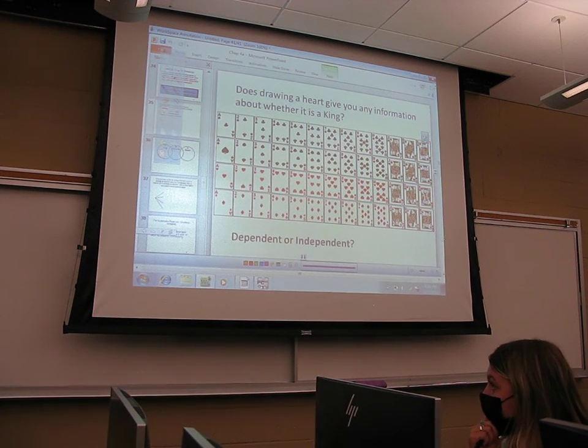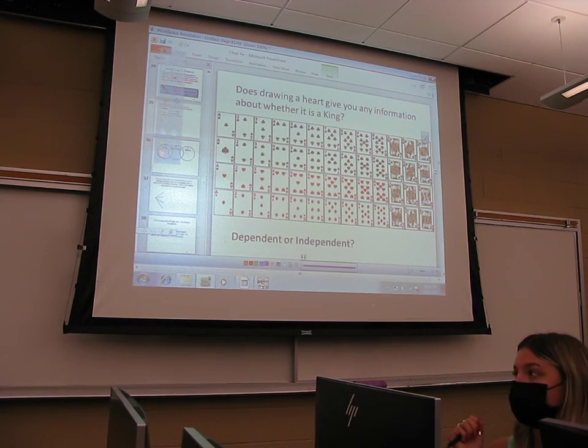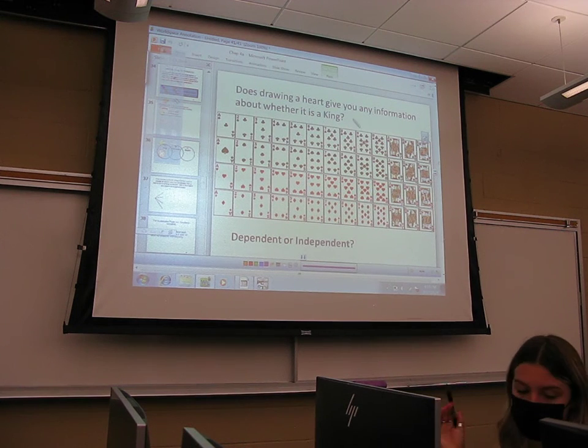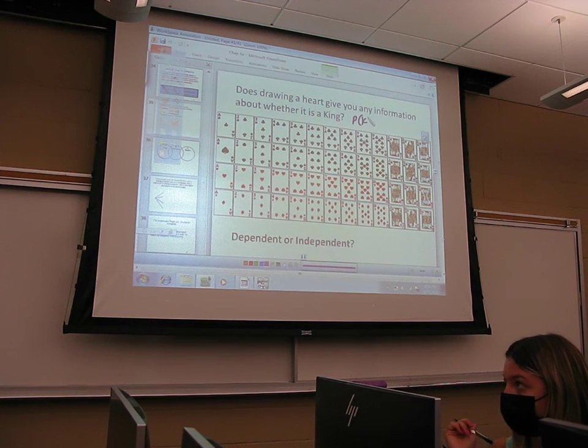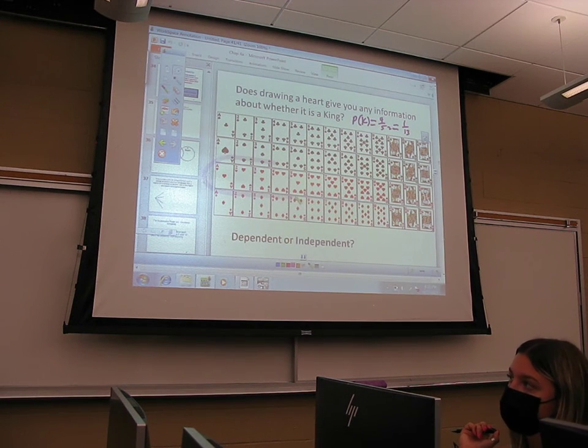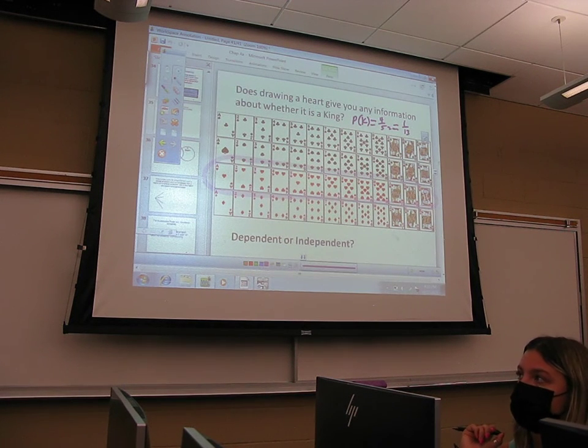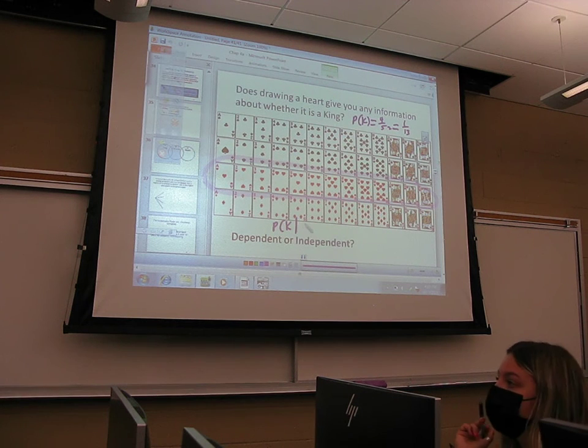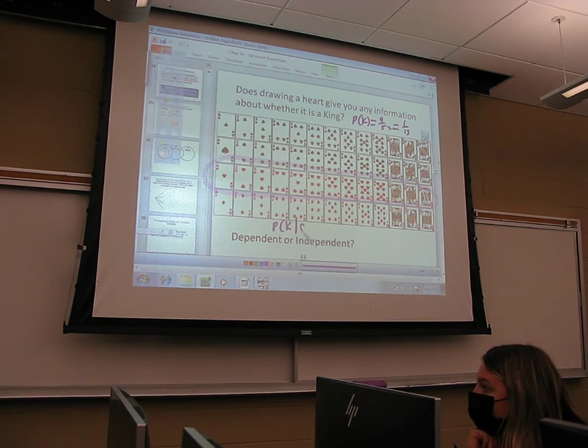So, what's the probability I draw a king normally? What's 4 out of 52? Yeah, probability of king is 4 out of 52, which simplifies to 1 out of 13. Now, if I know it's a heart, now what's the probability that I draw a king? So probability of king given, this line here means given, given it's a heart.